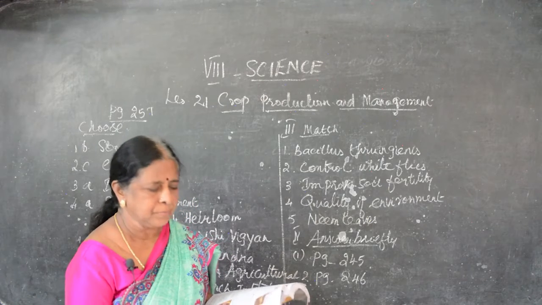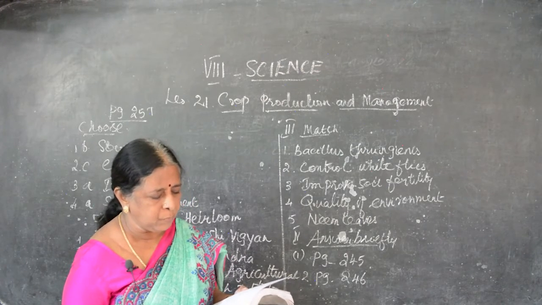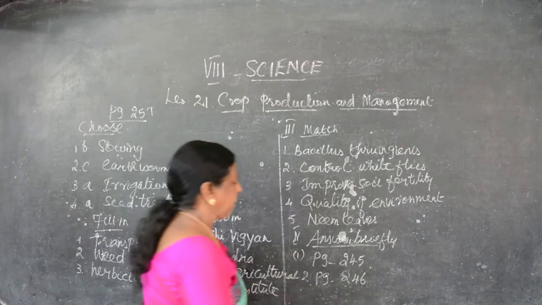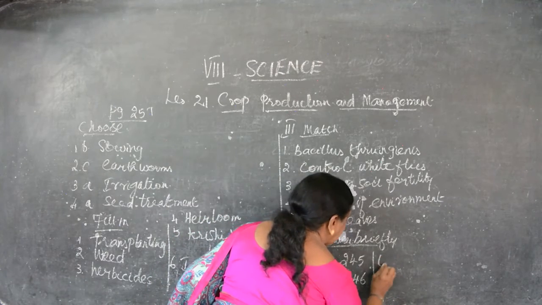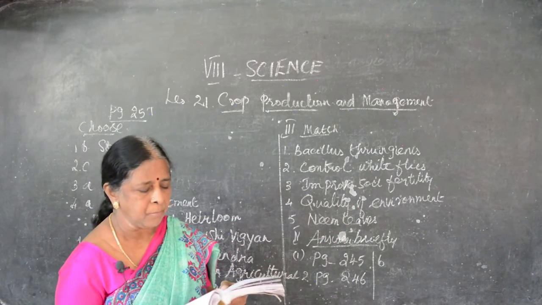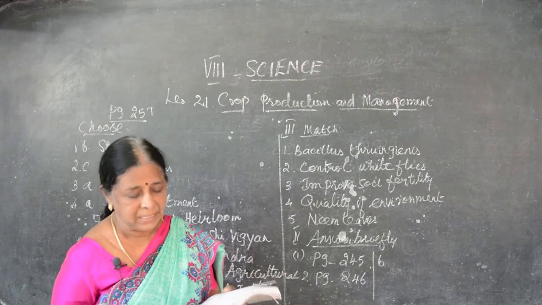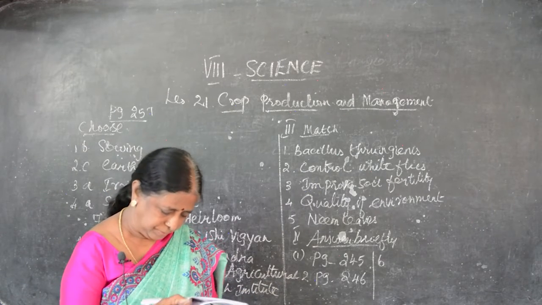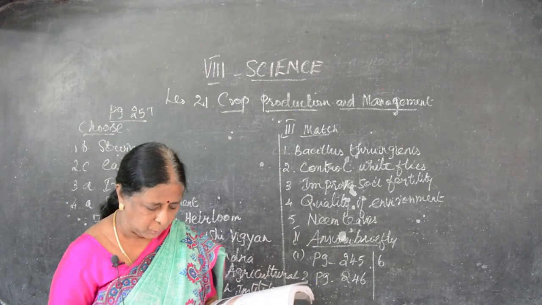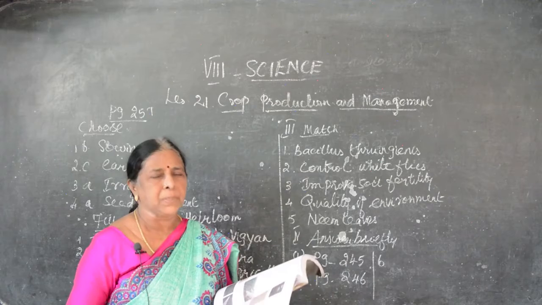Okay, clear? Questions 2 and then question numbers 3, 4, 5, 6. 3, 4, 5 omitted. The numbers that are not given here are omitted. What do you mean by weeding? It's on page number 249. Weeding is when unwanted plants are growing in between the crops. We have to remove that. That process is known as what?